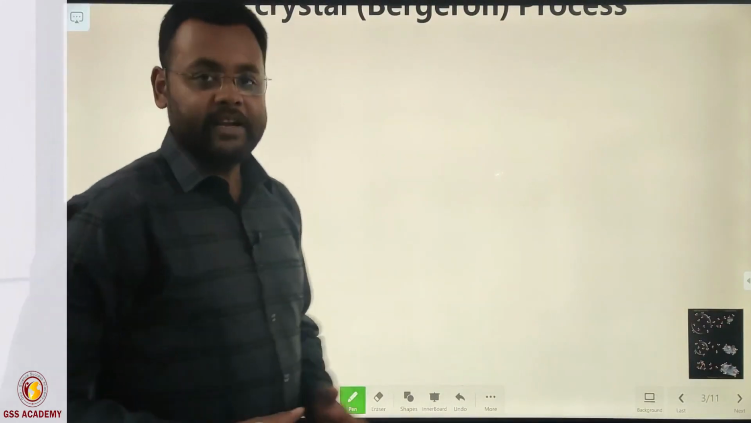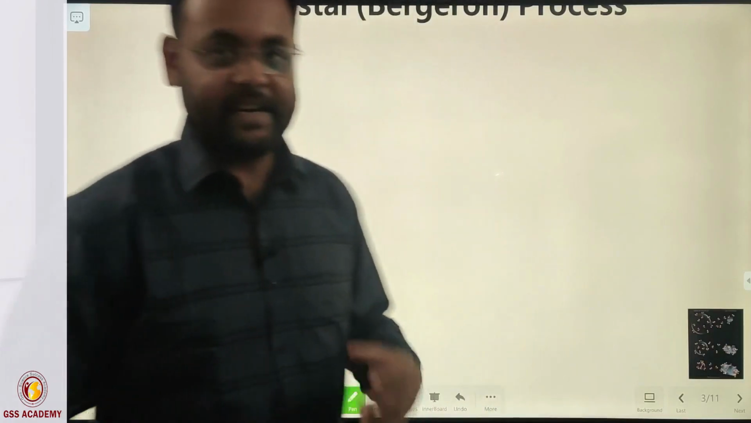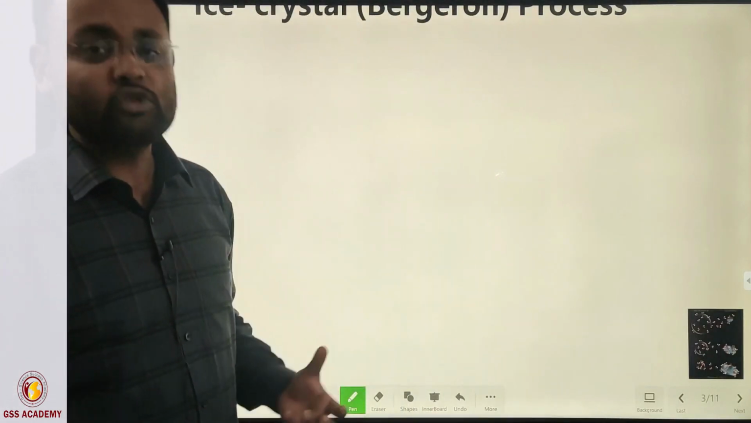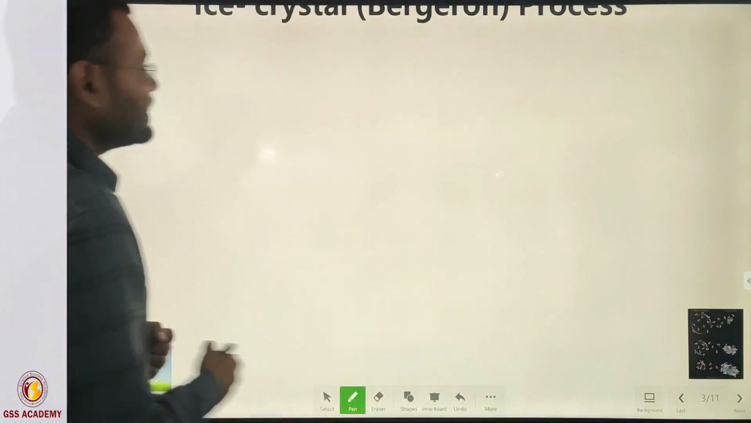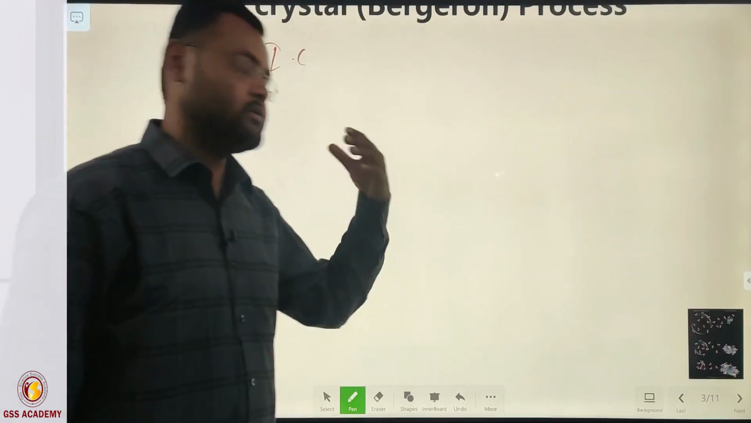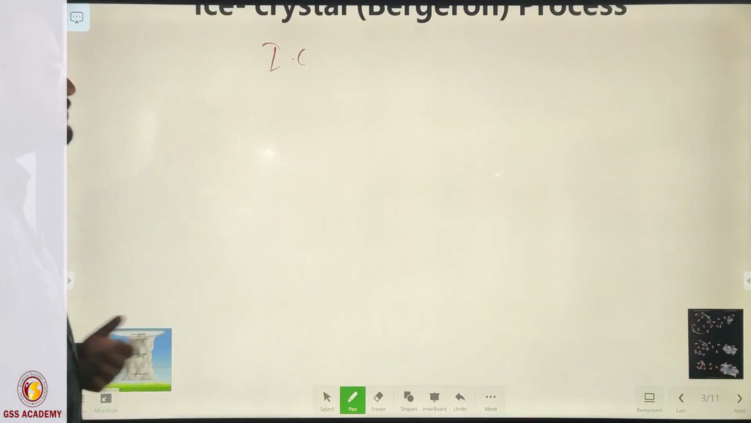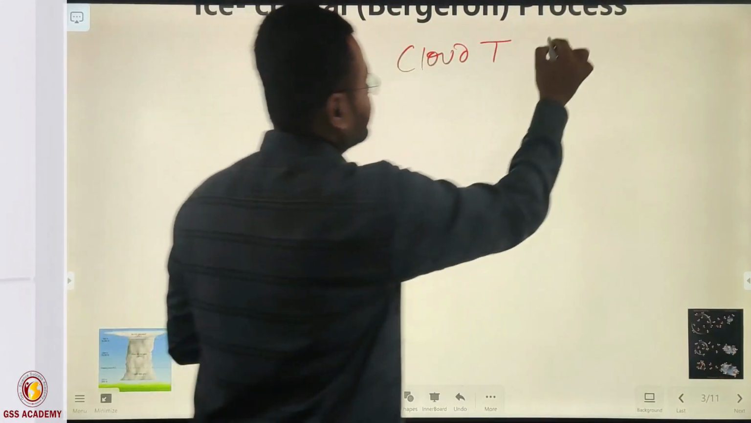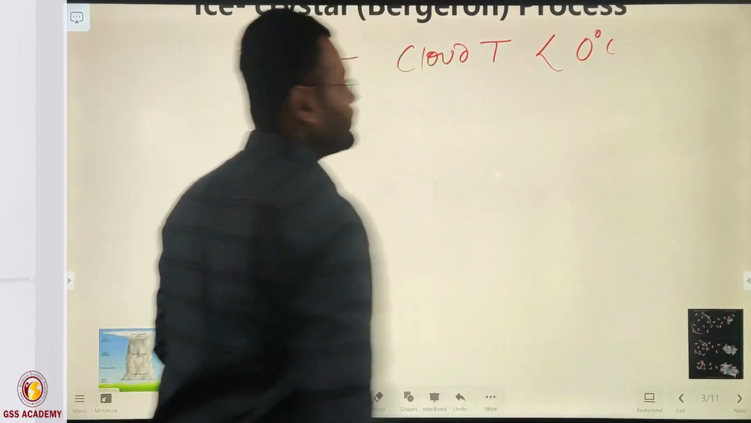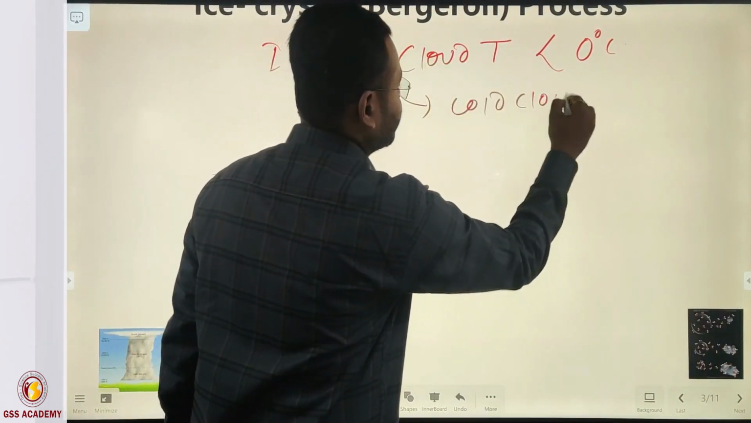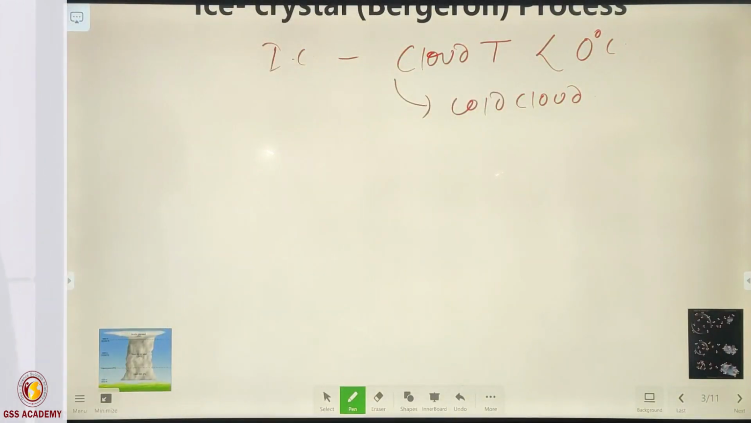For the collision and coalescence process to take place efficiently, we have seen that we need a cloud having a cloud top temperature more than minus 15 degrees Celsius. Similarly, for the ice crystal process to take place efficiently, the cloud temperature must be less than the freezing point of water, and this type of cloud is called a cold cloud.